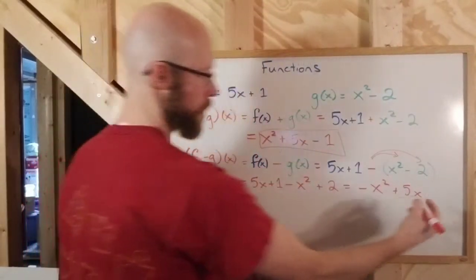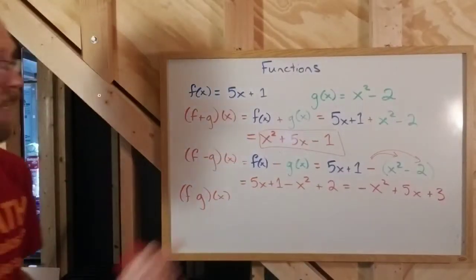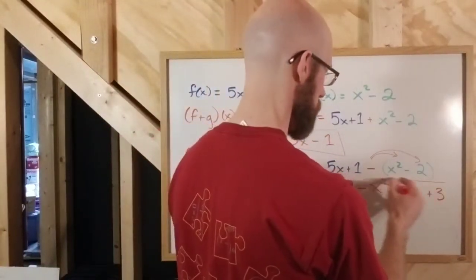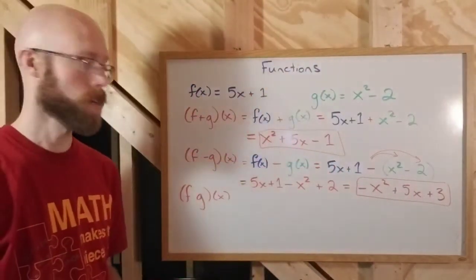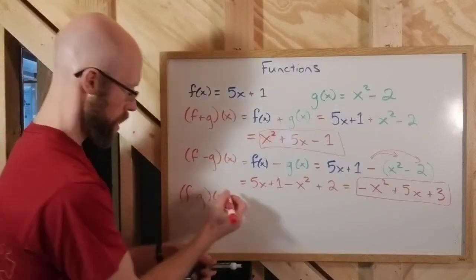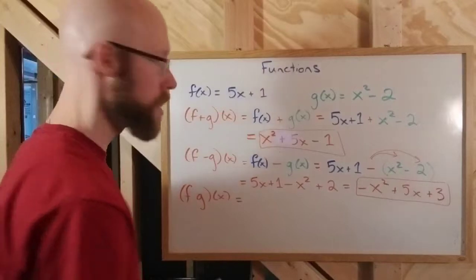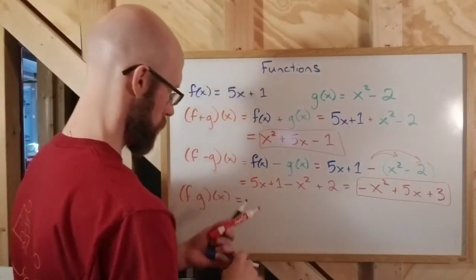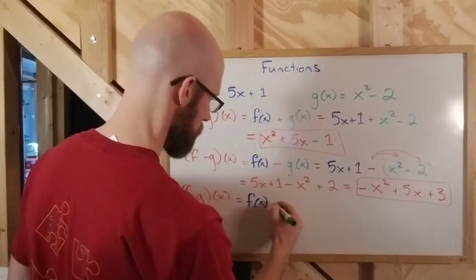And 1 and 2 make 3, so that makes it 3. So negative x squared plus 5x plus 3. Okay, so again, a new function from the original 2. Now, the next one is the product of f and g, f times g. So when I do that, it's going to be f of x times g of x.